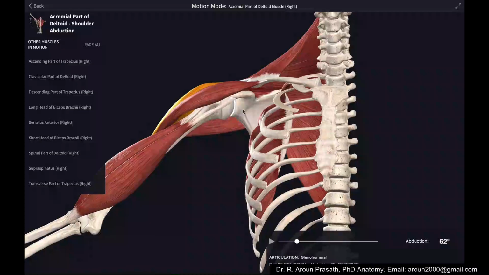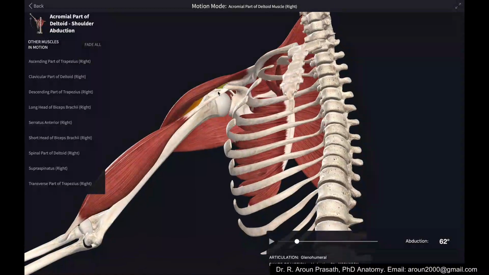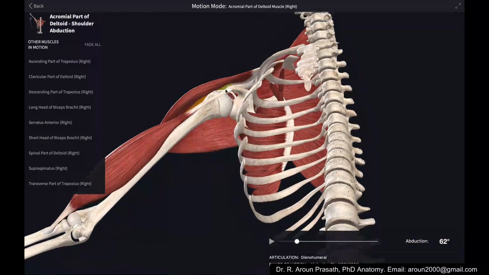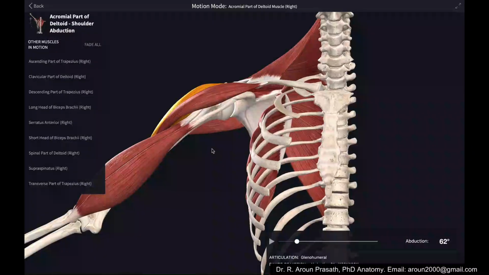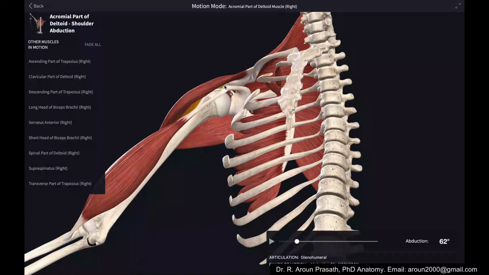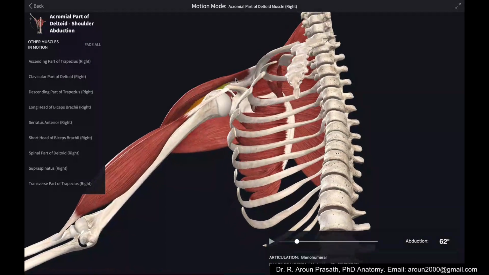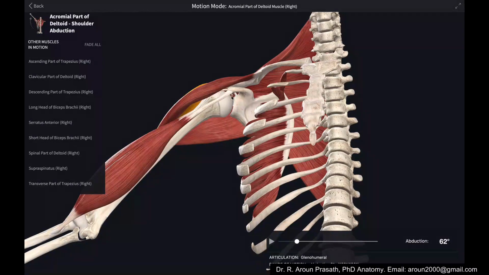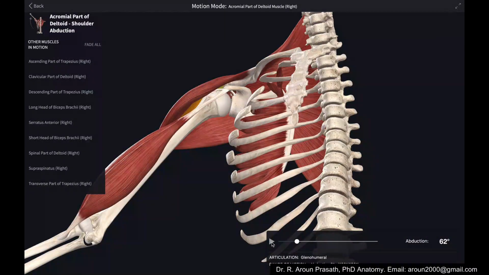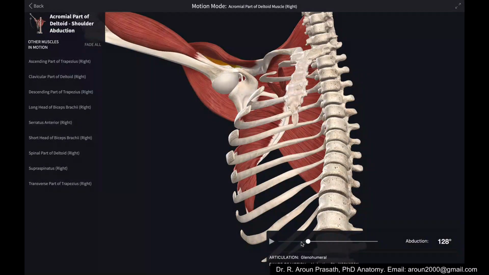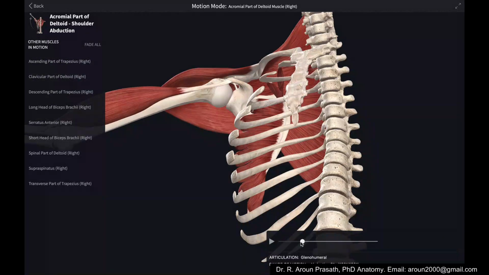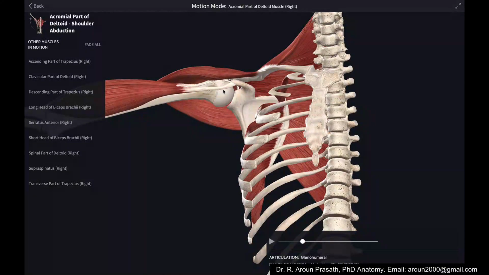Okay, so after 45 degrees what happens, this humerus is blocked by the acromion process in the scapula. Okay, this is the acromion process, posterior to that you have the acromion process. So the head of the humerus is stopped by the acromion process. Okay, now you see here, the movement is not taking place after 45 degrees in the glenohumeral joint.